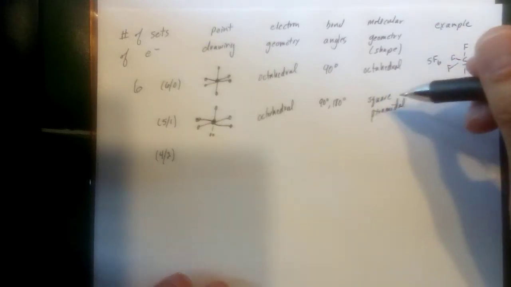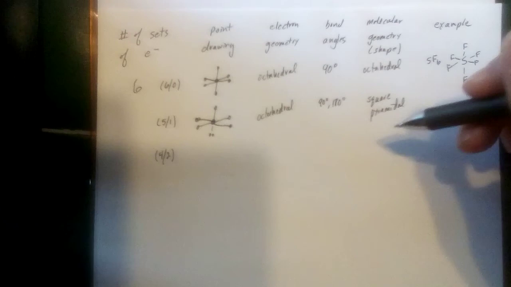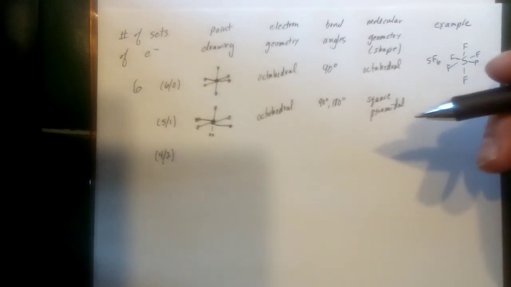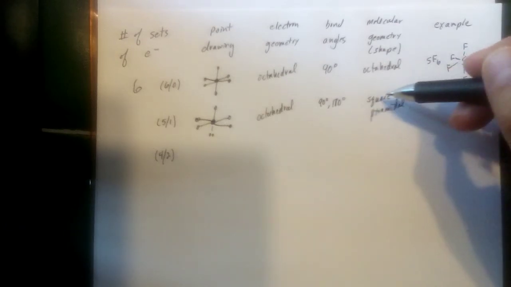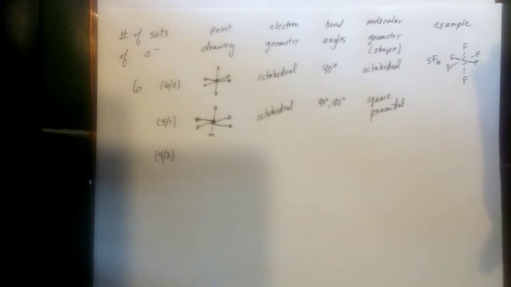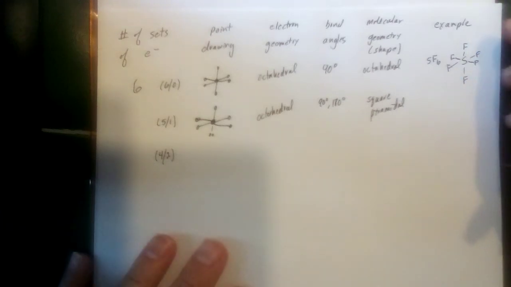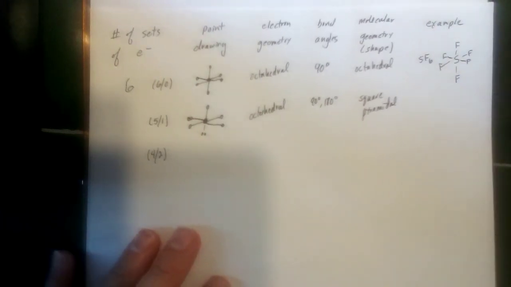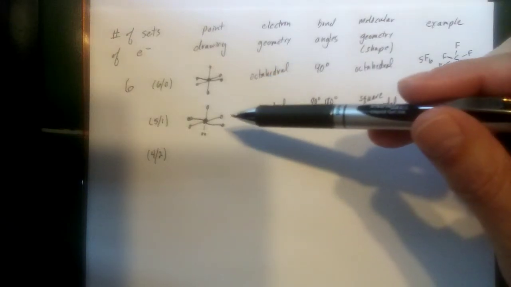And I've seen this written as square-based, like square dash based pyramid, because it's a pyramid with a square base, right? But usually I just see this as square pyramidal, or that it's a square pyramid in shape. Now, how can we get to this one?